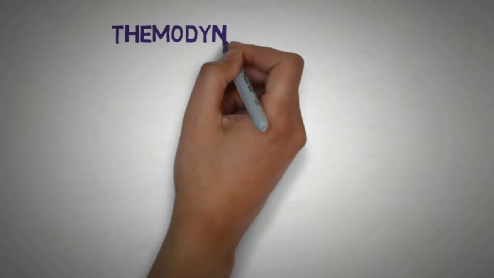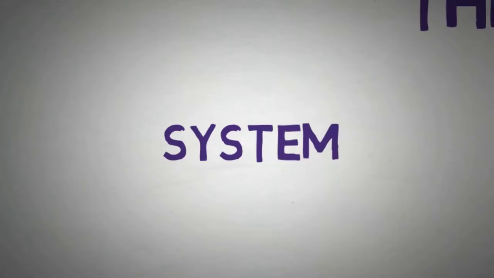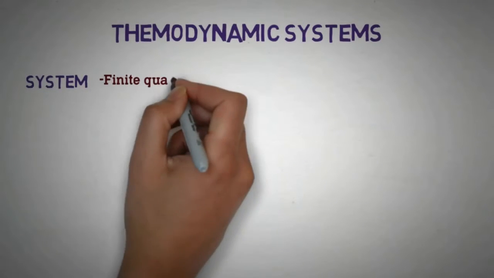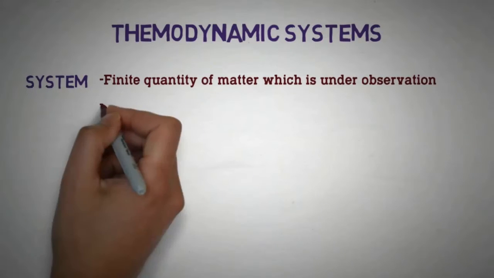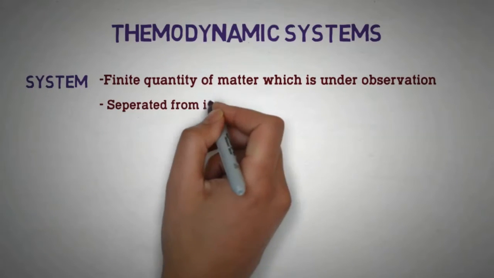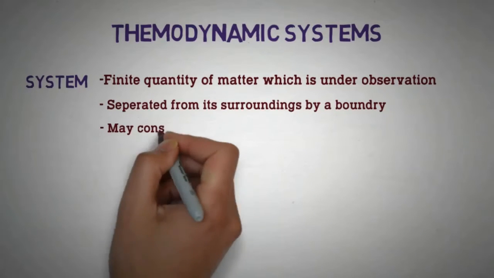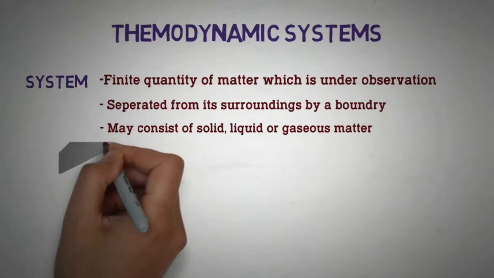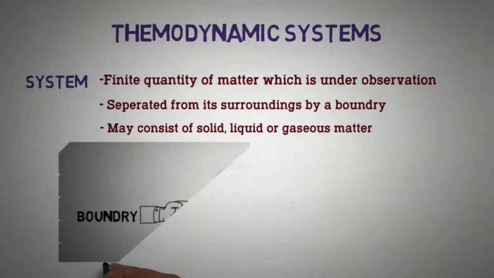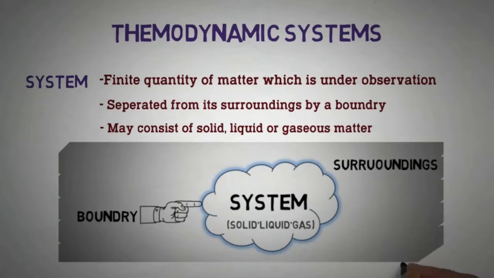Today we are going to learn about thermodynamic system. In my previous video I have told you that system is a finite quantity of matter which is under observation. It is separated from its surrounding by a boundary and may consist of solid, liquid or gaseous matter. I have also explained you the diagram of thermodynamic system where the enclosure enclosing the system is known as boundary.